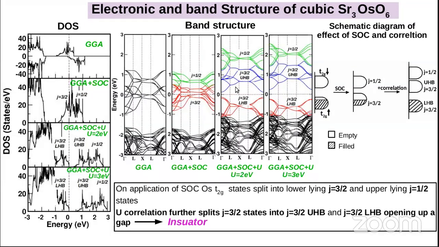This is also represented in the band structure, and this is the schematic diagram for the effect of SOC and correlation systematically. So we can say that Sr3OsO6 is a spin-orbit entangled Mott state in the J equal to 3/2 sector.